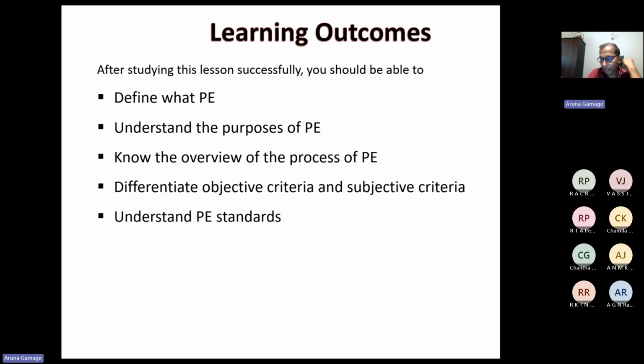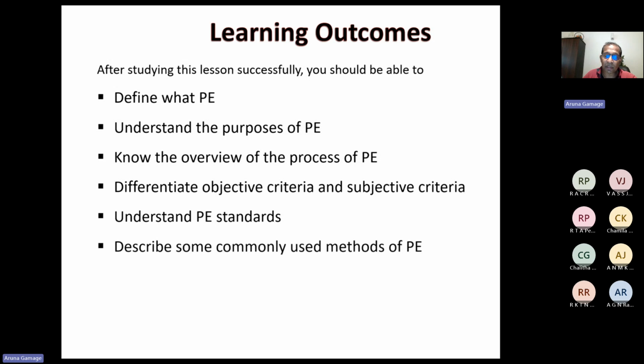Performance standards are rating scales. Without rating scales, without performance standards, you will not be able to say anything with regard to the level of performance, whether performance is excellent, good, average, poor, or very poor. You have to have a standard. We will try to establish standards.